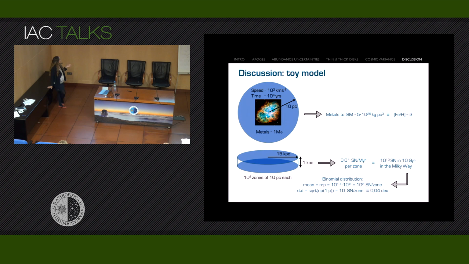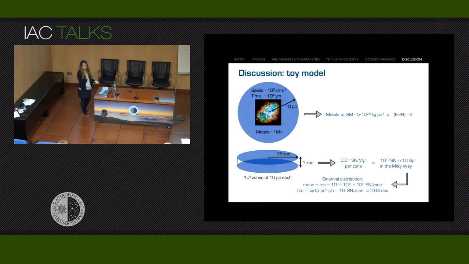So if you assume a binomial distribution of these supernovas in each zone, you can calculate the mean. You will have 10^2 supernovas in each zone in these 10 gigayears. And you also will have some standard deviation. The standard deviation is 10 supernovas per zone. And if you translate this to the scatter in metallicity, it will be 0.04 dex. So of course we have tuned this 0.01 supernova per million years per zone, so we can have the scatter that we are finding afterwards in our calculations.